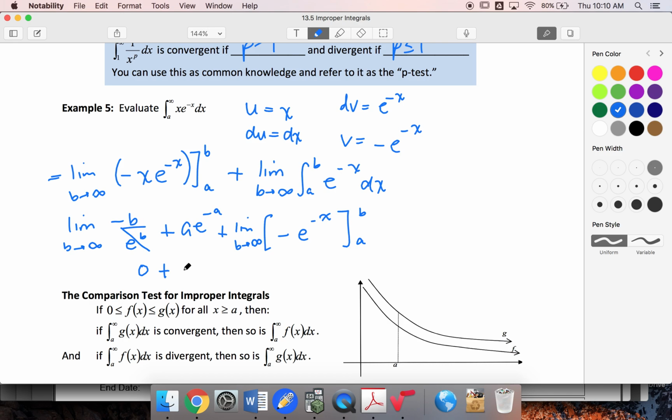So this one just comes down. I'll have 0 from my first limit, and then e to the negative a. Again, this plus is because I subtracted a negative. So in the end, that means my whole integral a to infinity of x e to the negative x dx is equal to a e to the negative a plus e to the negative a.